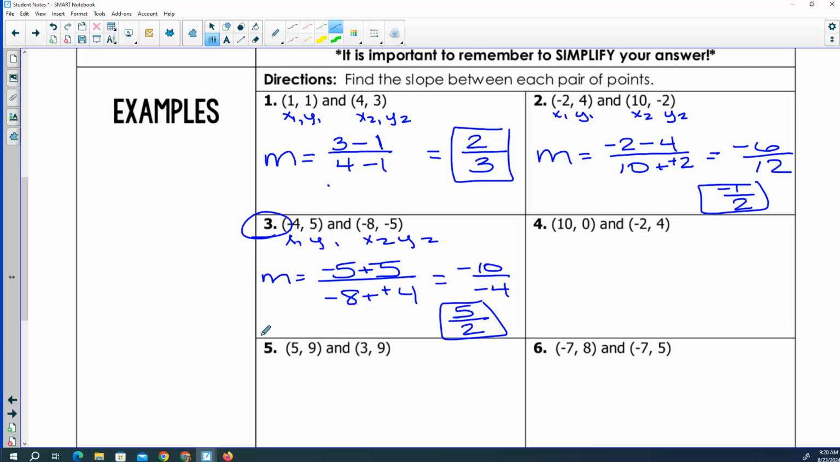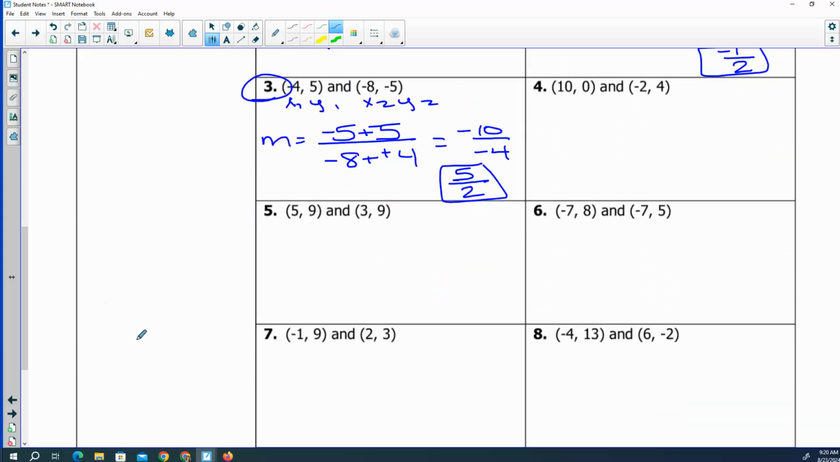Let's look at number 5. X1, Y1, X2, Y2. So my slope, Y2 is 9 minus Y1 is 9 over x2 is a 3 minus x1 is a 5. 9 minus 9? 0. 3 minus 5, or you can think of it as 3 plus a negative 5.